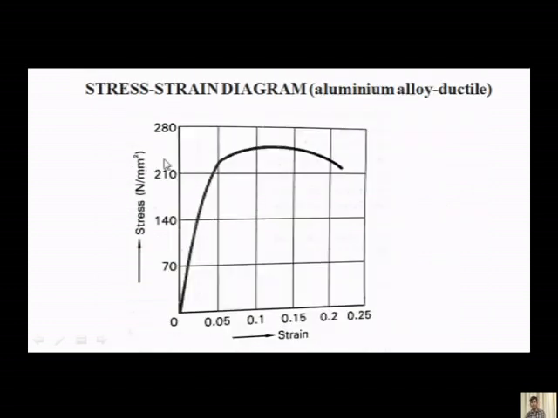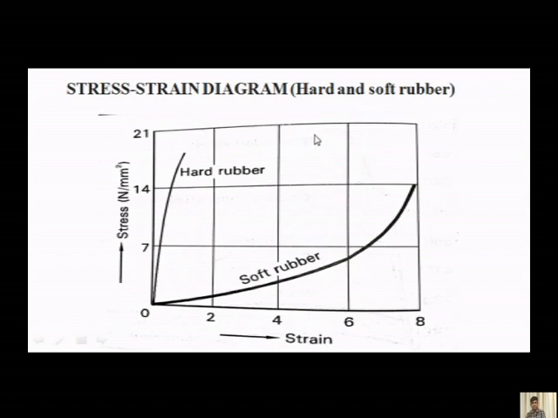Similarly, aluminum alloy is basically a ductile material. Here, initially up to this point it behaves such that stress is directly proportional to strain, then the load stops, and the body continues to elongate. It never breaks here. It behaves like a ductile material. There is no fracture point and it continues to elongate.